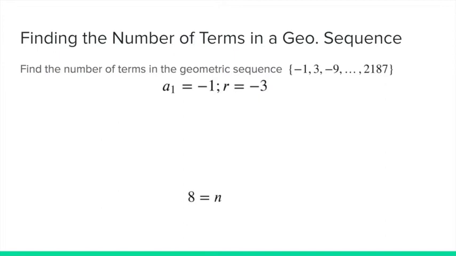However, I'm going to give you a tip here on this kind of alternating sequence that goes back and forth between negative and positive. If all you're trying to figure out is the number of terms in the sequence, I would completely ignore the negatives. Pretend like the first term is actually +1 and the common ratio is +3.